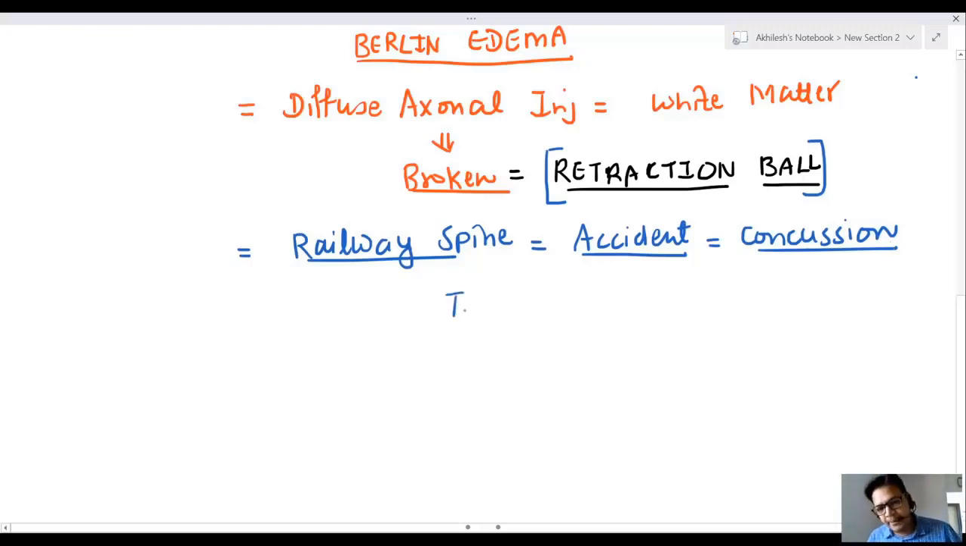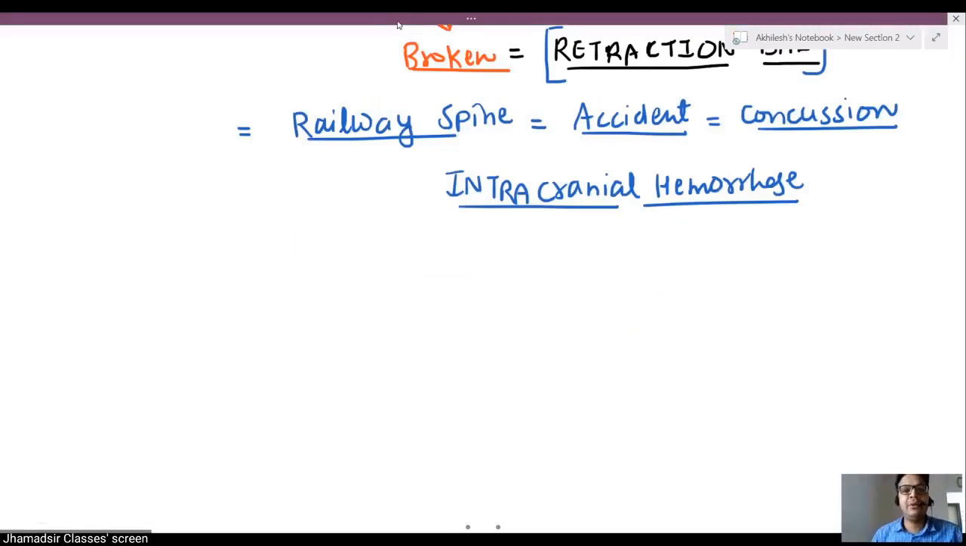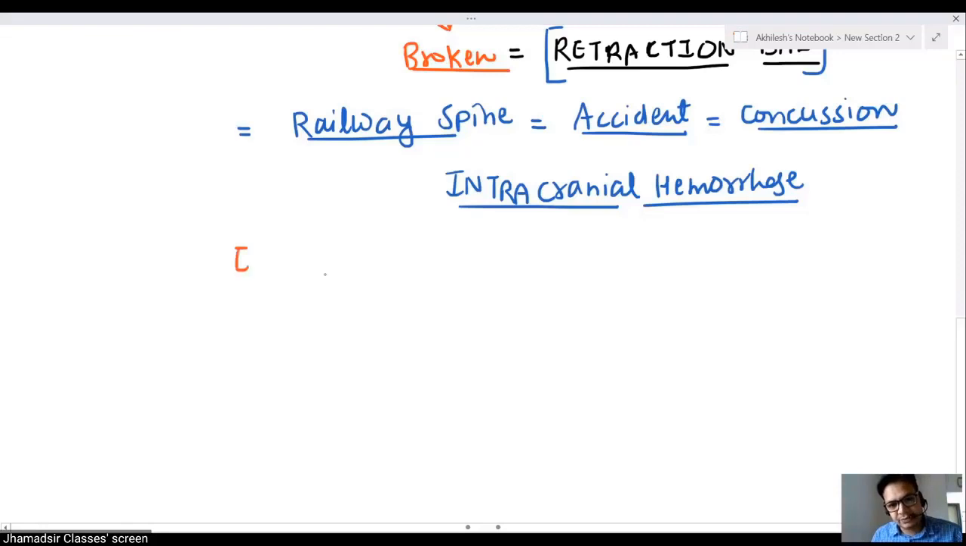Now I am coming to a very important regional injury, intracranial hemorrhage. What types are possible? These are known as intracranial hemorrhage. Sir, these are the three meninges: dura, arachnoid, pia. This is epidural, this is subdural, this is subarachnoid, and this is cerebrum.